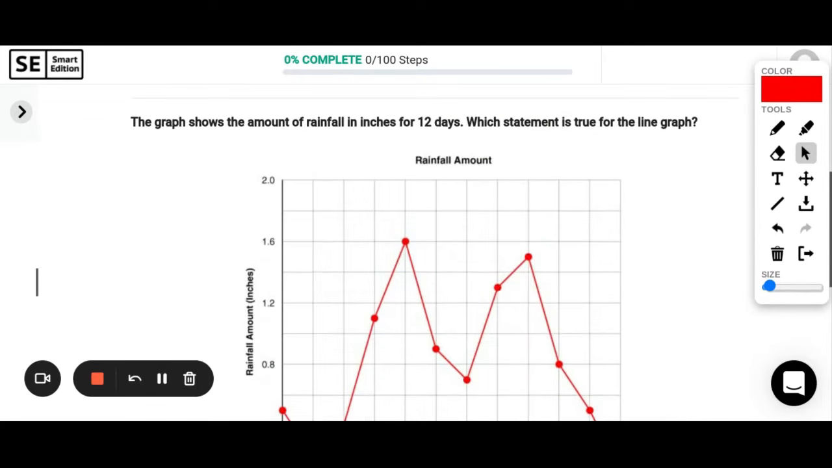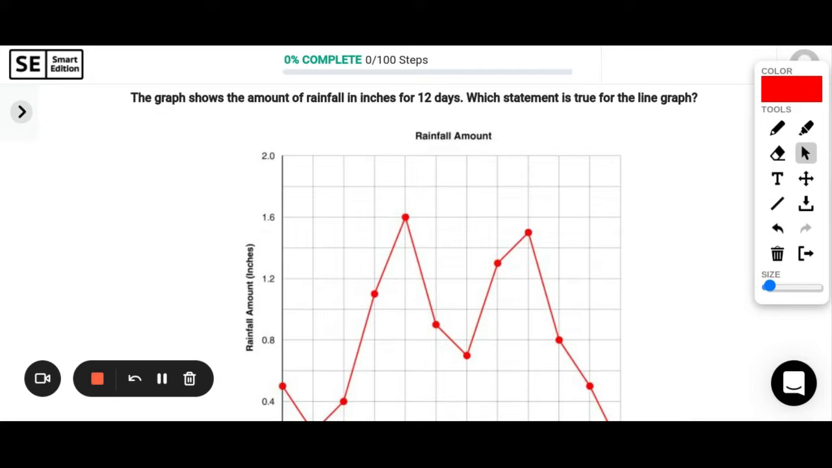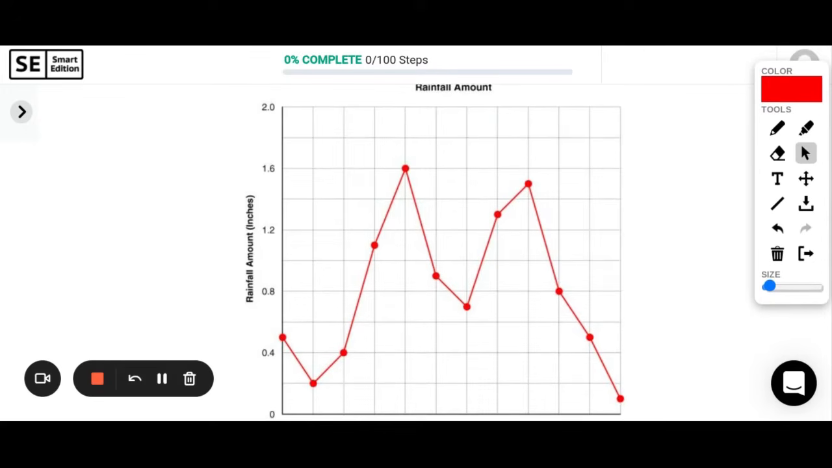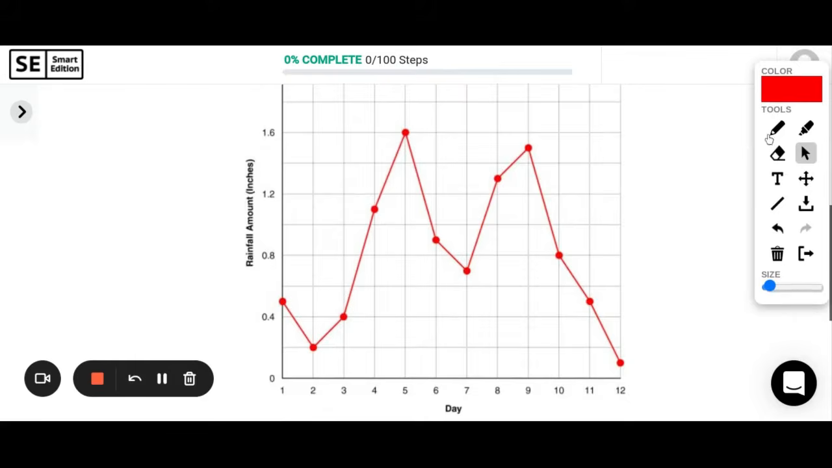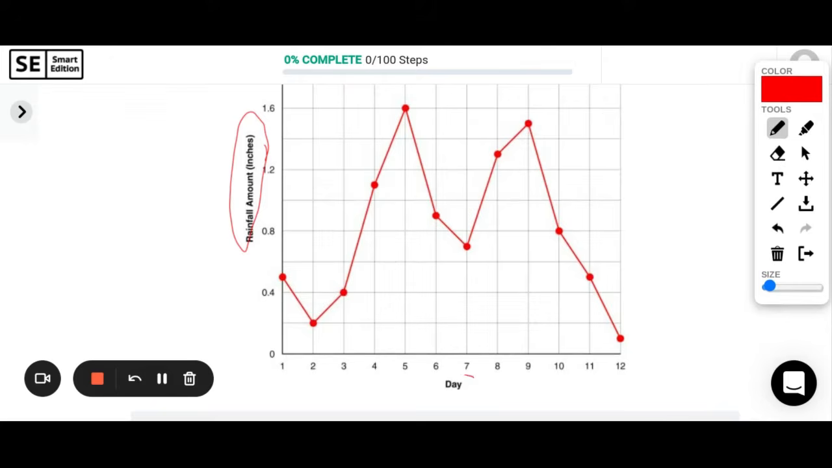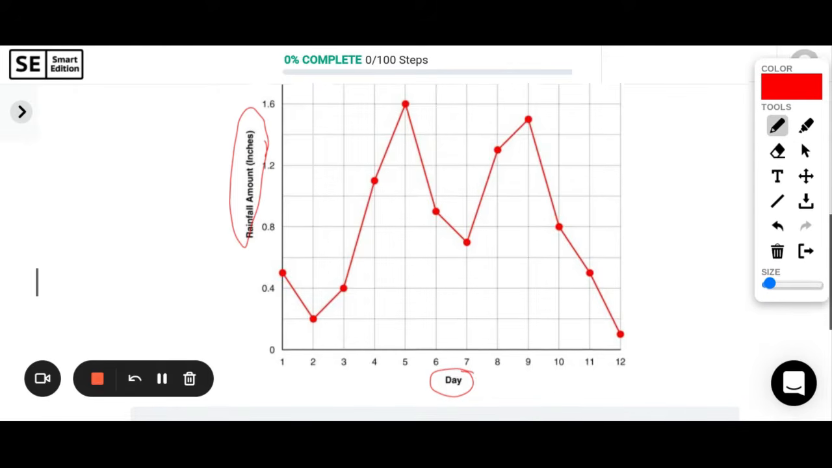Okay, the graph shows the amount of rainfall in inches for 12 days. Which statement is true for the line graph? So I'm looking at this line graph. It is about rainfall amount, and my label here shows me the rainfall amount in inches. That's on my vertical axis. And then my horizontal axis is the day. So this line graph is showing me how much rain fell on each specific day.